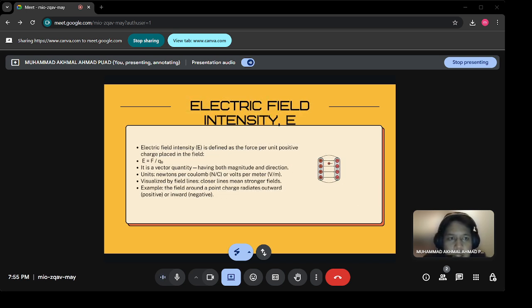So for the electric field intensity, E, electric field intensity is defined as the force per unit positive charge placed in the field, E = F / Q0. It is a vector quantity having both magnitude and direction. Units for it are Newton per Coulomb or volts per meter, visualized by field lines. Closer lines mean stronger fields. Example, the field around a point charge radiates outward.